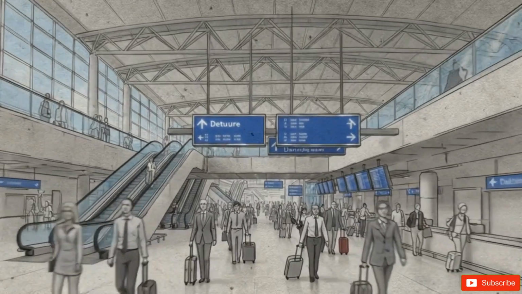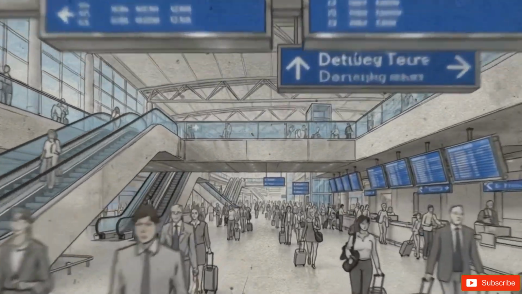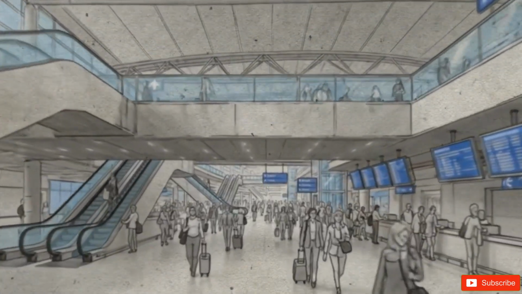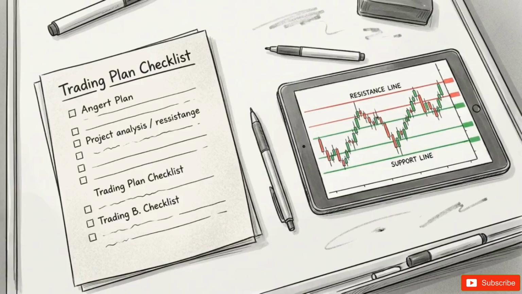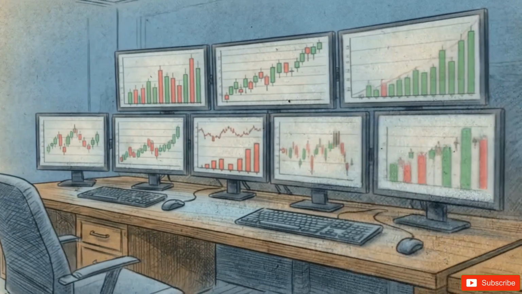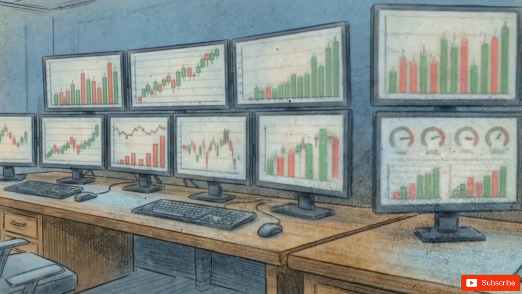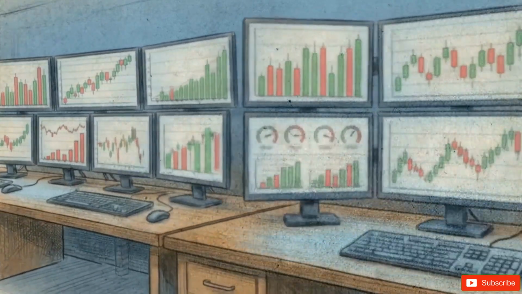When you strip away the charts and the numbers, Forex is really just a high-speed global version of that airport exchange booth, governed by discipline and mathematical rules. Using tools like currency pairs and strict risk management is the only mechanism that separates a professional trader from someone blindly gambling.